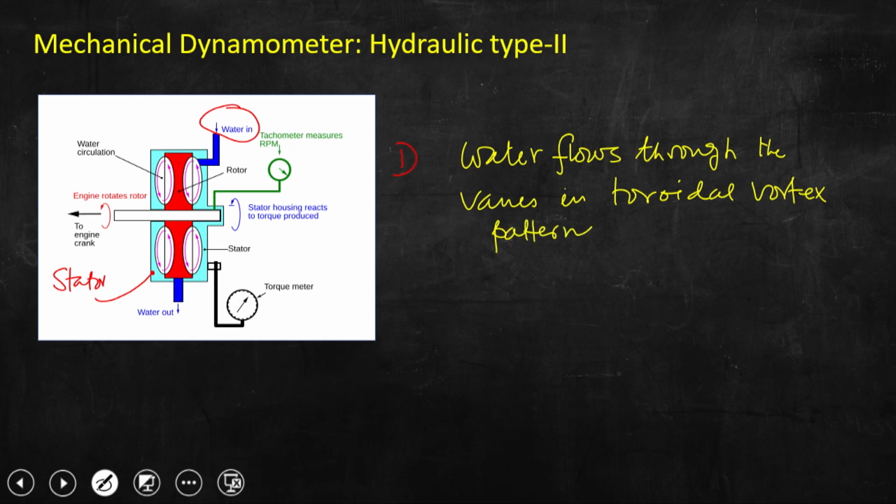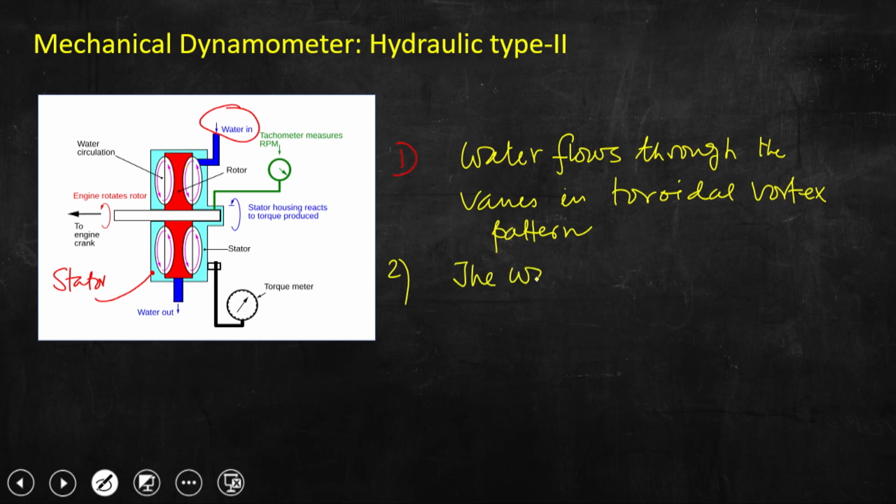So, this is a special shape of the vortex that is being formed because of the shape of the rotor and stator vanes. Number 2 is the water flow creates a torque. So, I am writing here. What you can see, the water jet is striking rotor vanes, and this rotor directs water outward towards the stator vane.